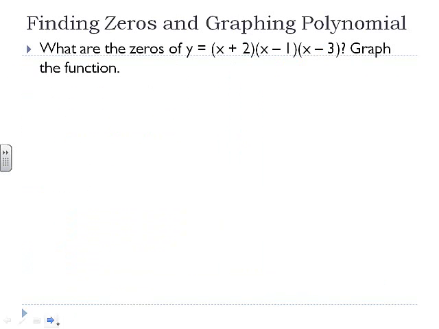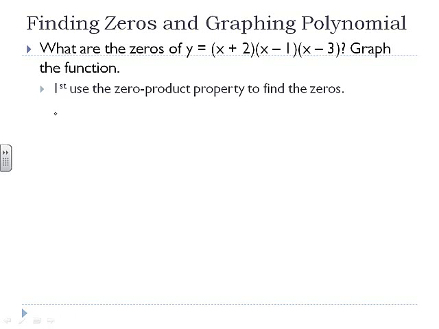Finding zeros and graphing polynomials. What are the zeros of this function? And then we are going to sketch the graph of the function. So we begin by taking each of the factors and setting them equal to 0. We're going to use the zero product property and say 0 equals x plus 2, x minus 1, and x minus 3.